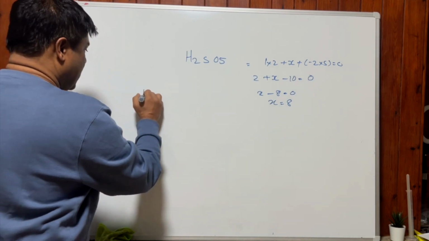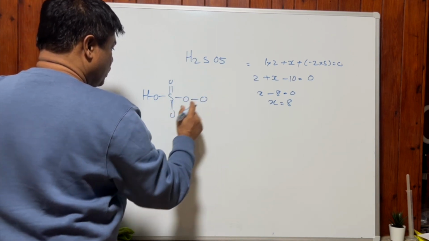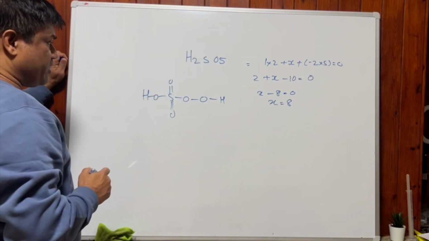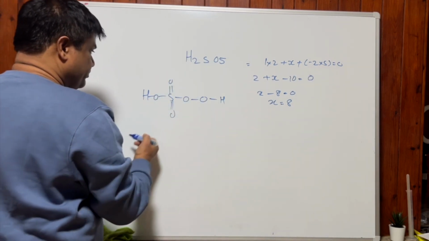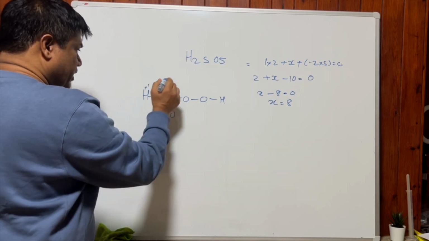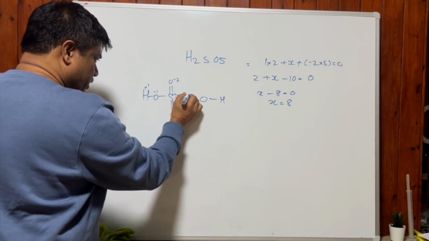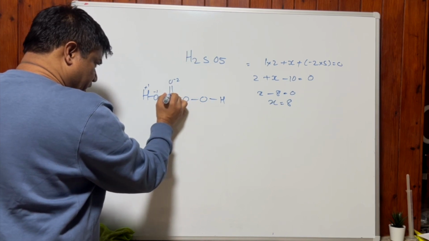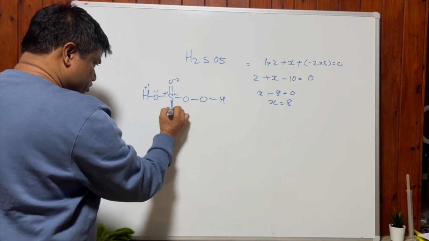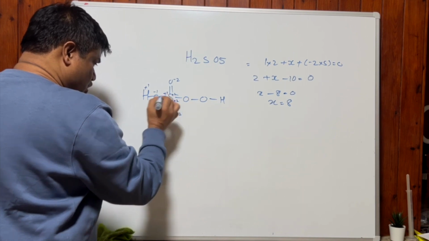Let's draw the structure. Hydrogen, O, sulfur, double bond O, double bond O, O, O. How many hydrogen? 1, 2, 3, 4, 5 oxygen, and 2 hydrogen and sulfur. So minus 1, plus 1. Each oxygen is minus 2. This is minus 1, minus 1. So here sulfur is plus 2. Oxygen and this sulfur: oxygen minus 1, this sulfur plus 1. From the 2 bonds, this oxygen has minus 2 oxidation state and that sulfur has plus 2 oxidation state.